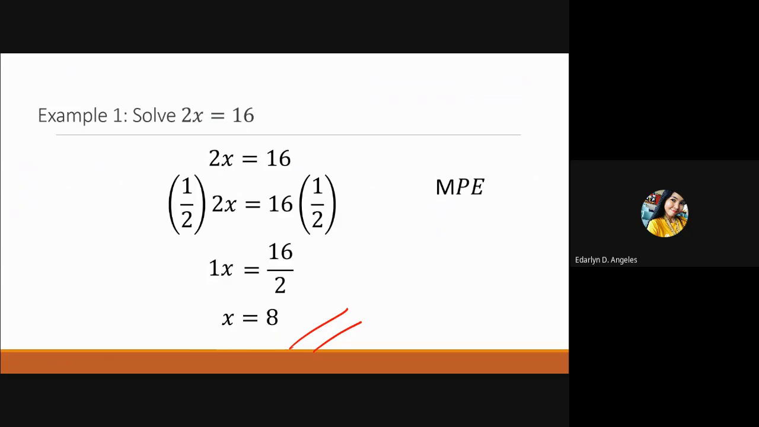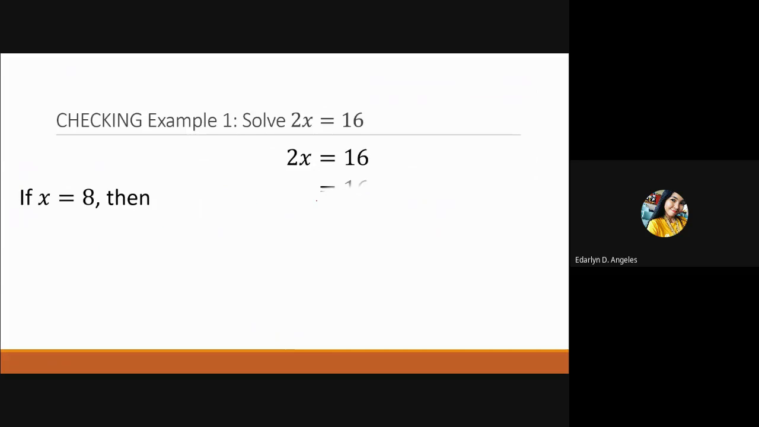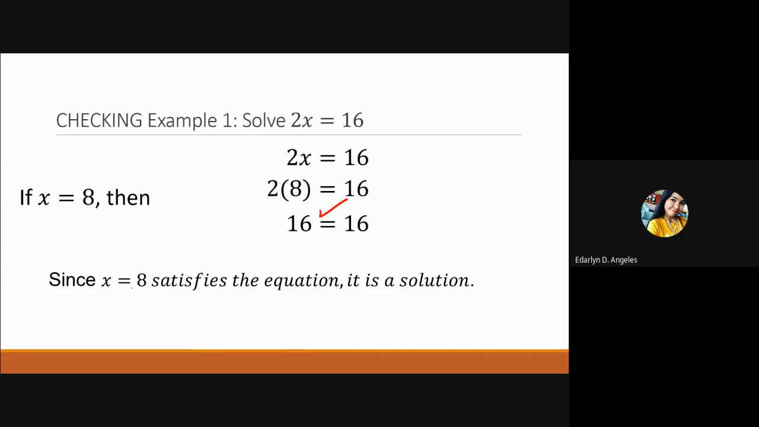Let us now check if that is correct. So again, to check, we need to use the substitution property. So our value for x is 8. Then, substituting the value of x, which is 8, so 2 times 8 is 16 equals 16. So since x equals 8 satisfies the equation, therefore it is a solution.